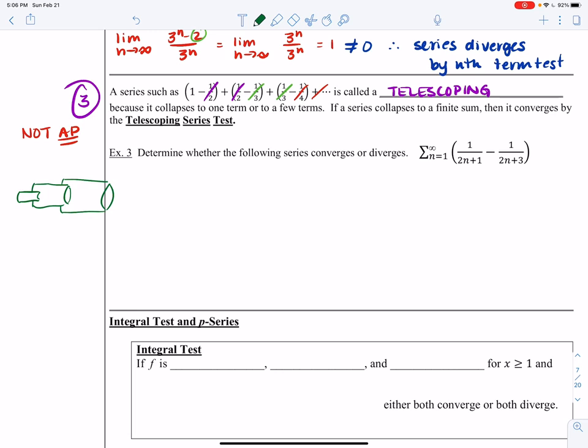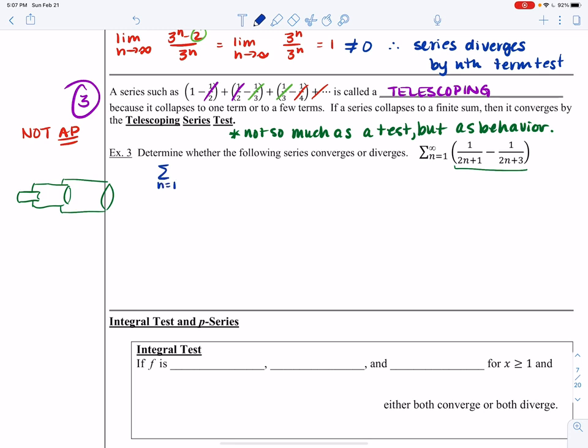So it is not obvious that you have a telescoping series until you actually start listing out some terms. So I want you to think of this not so much as a test, but as behavior. Okay, so let's say I have this series right here. Let's actually start by listing out some terms, and that's always going to be my suggestion. When in doubt, list it out.